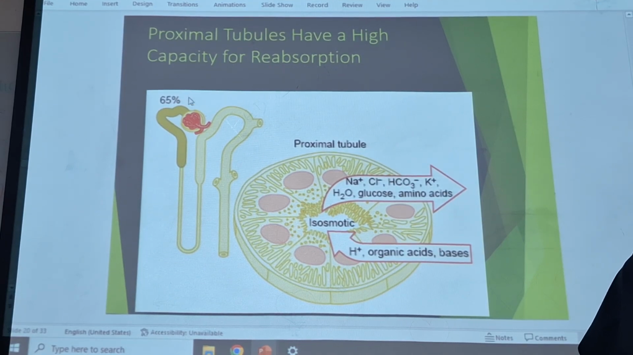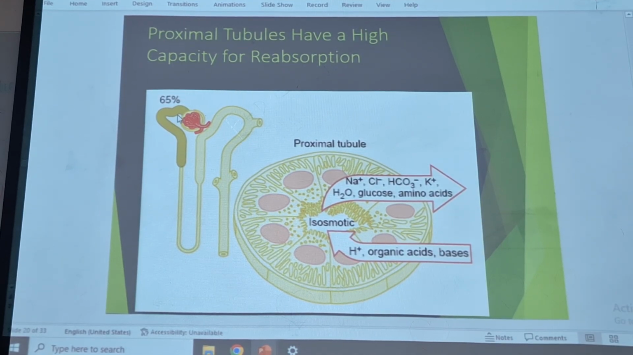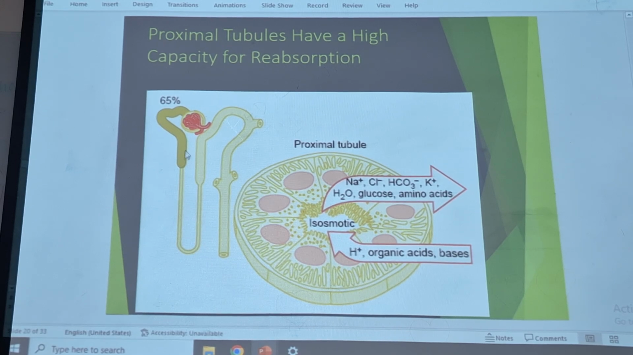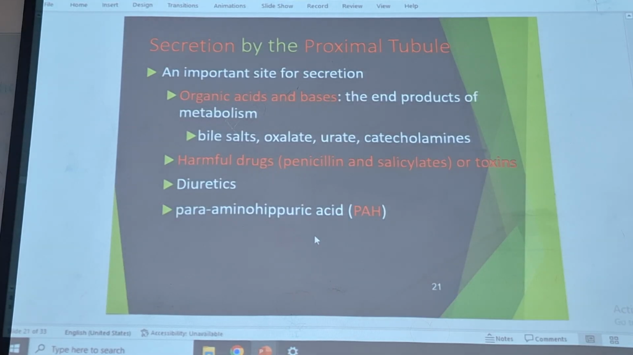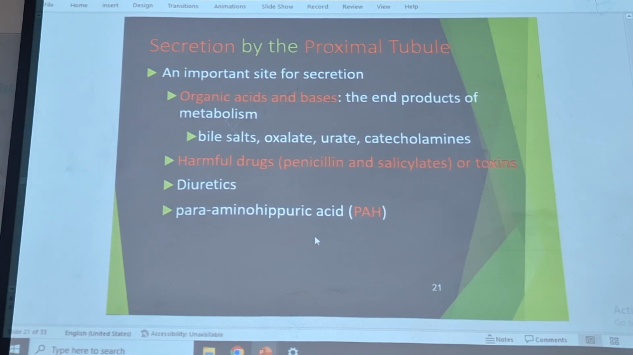It means 65% of water and 65% of solute are reabsorbed here. Reabsorbed substances and secreted substances. You know about hydrogen secretion, the sodium hydrogen exchanger. Read this one next. It is regarding secretion by the proximal tubule.